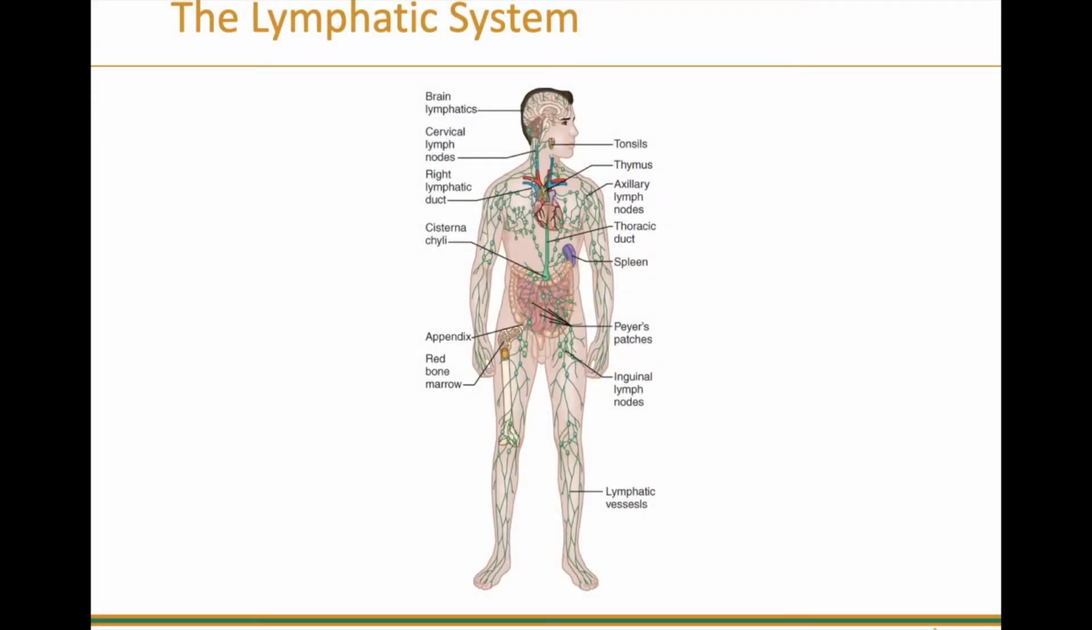Lymphatic system, also the immune system. They're kind of the same thing. This figure shows the different lymphatic vessels all over the body. You can see the lymph nodes, the spleen, tonsils, and thymus are the main lymphatic organs.